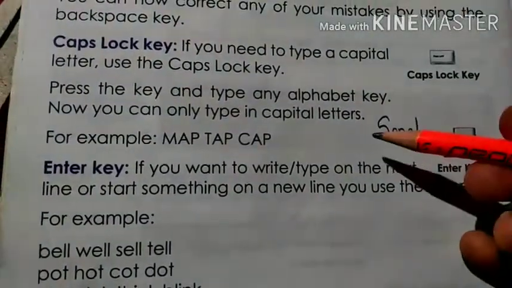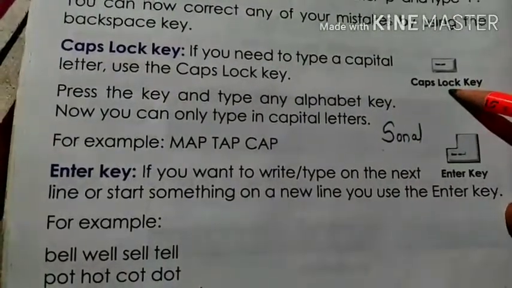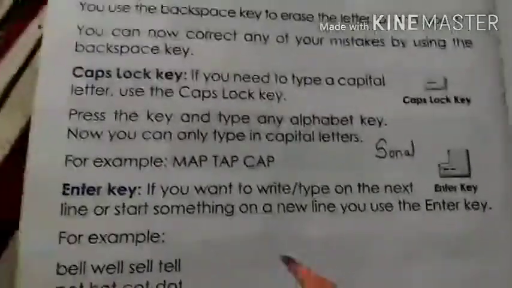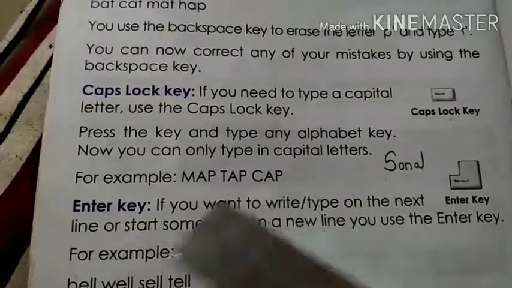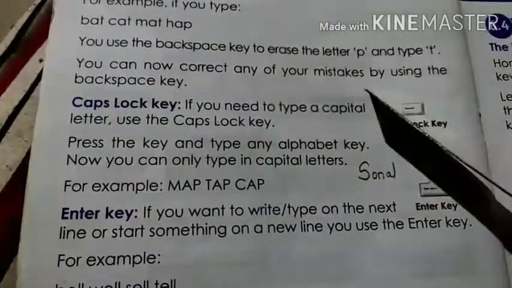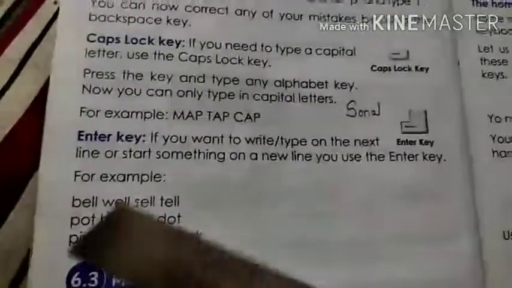So for writing a capital letter, I will press the caps lock key first and then I will write the other letters. Here you can see, for example, they have shown us map, tap and cap. All the letters are in capital. For writing capital letters, you will use the caps lock key.